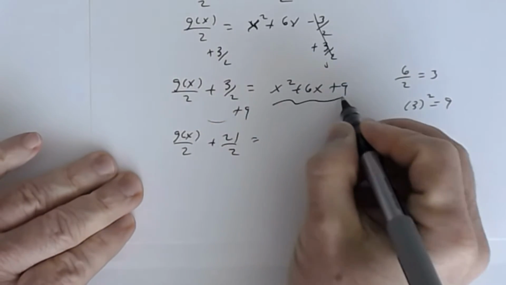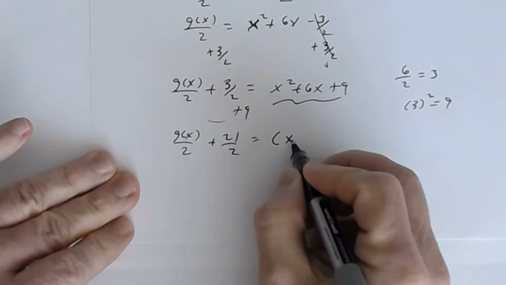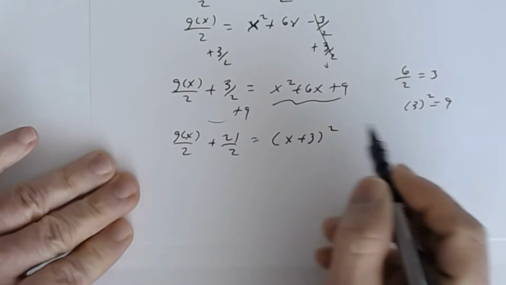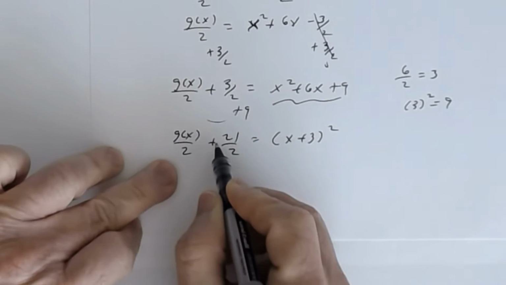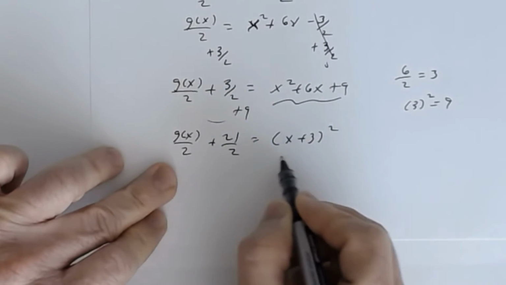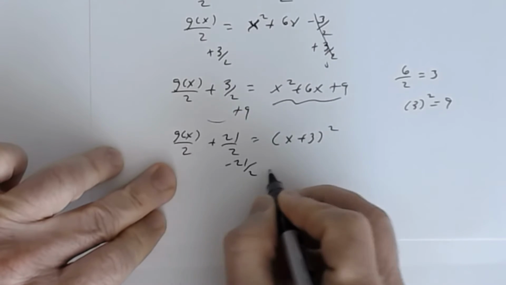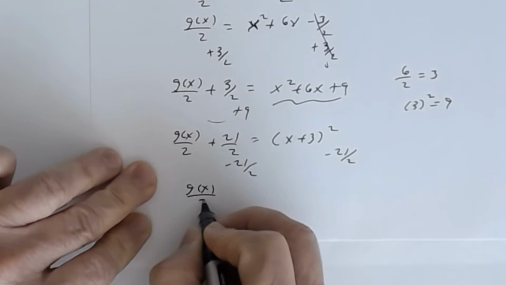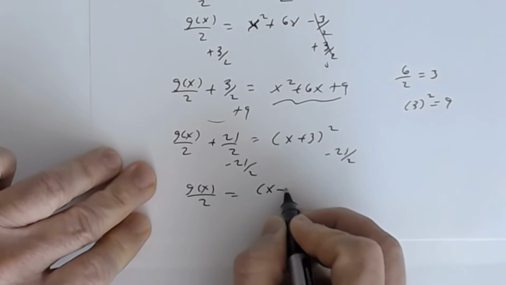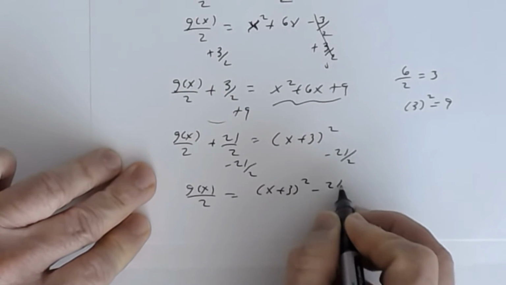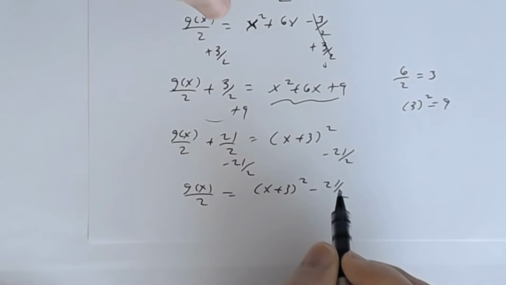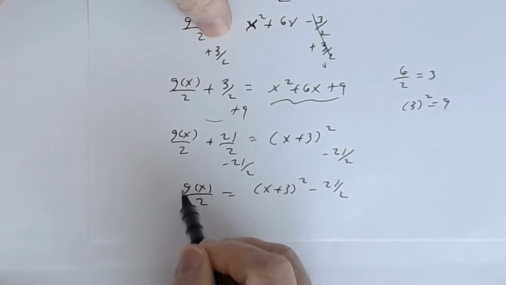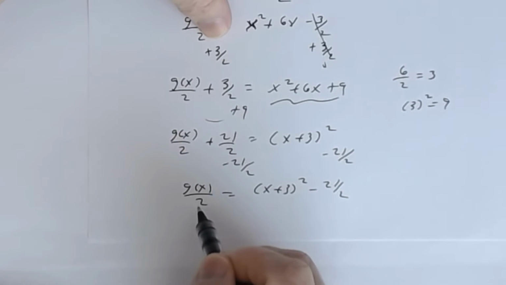And this should now be a perfect square trinomial, and it is. You get x plus 3 squared. And then all you do is bring this 21 halves to the other side, just like that, and you get g of x divided by 2 equals x plus 3 squared minus 21 halves. All right, now listen carefully though. See, you got to get g of x by itself. So right now you're dividing by 2.